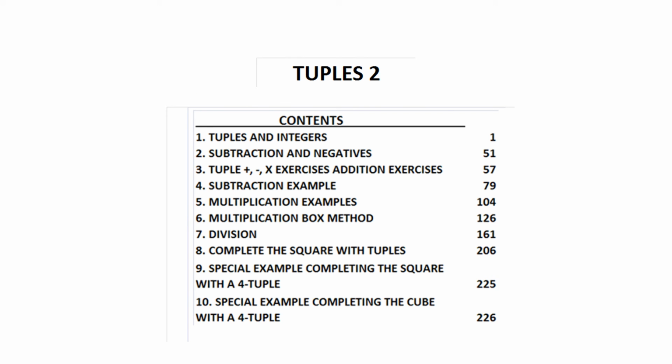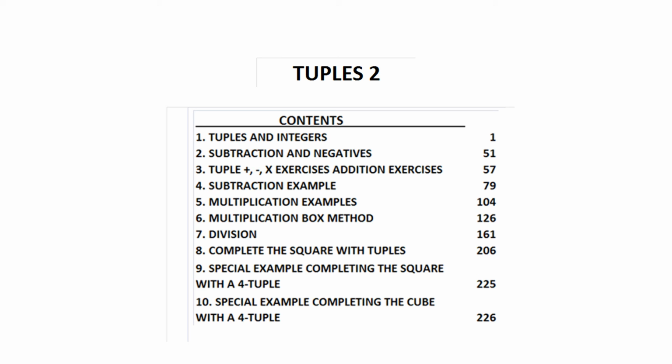Tuples 2 is my second book on tuples. This is designed for youngsters to learn how to add, subtract, multiply, and divide using tuples. First, we start off with tuples and integers, how to change tuples into integers and integers into tuples. We have basic subtraction and negatives, and then we have tuples, how to add, subtract, and multiply, and then we do some addition exercises with very detailed answers.